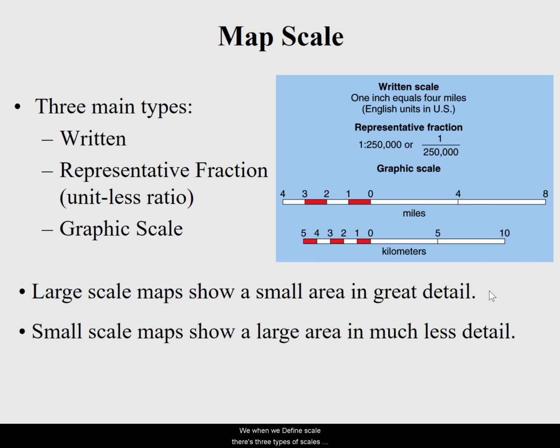When we define scale, there are three types of scales we can talk about. The first one is a written scale. The second one is a representative fraction, which has no units. And the third one is a graphic scale. A written scale is actually writing out what the scale is, for example, 1 inch equals 4 miles. It's handwritten out, and typically you find this more on historical maps. Usually it's written in a nice cursive font.